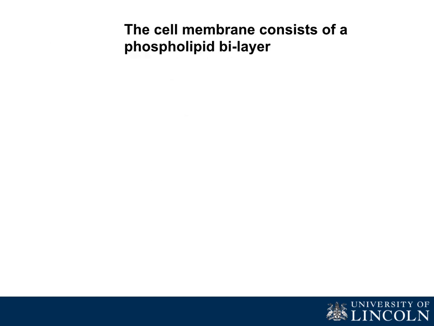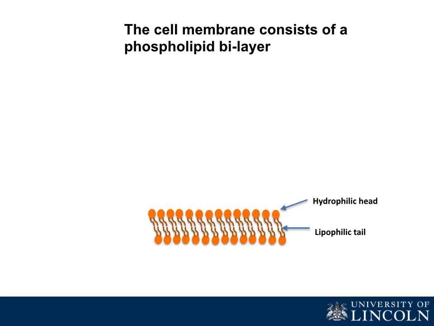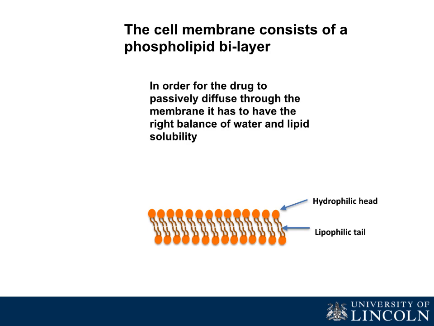Cell membranes are made of a phospholipid bilayer, and they're very often drawn like this, with a hydrophilic head and a lipophilic tail. For the drug to pass through that membrane, it has to have the right balance of water and lipid solubility.